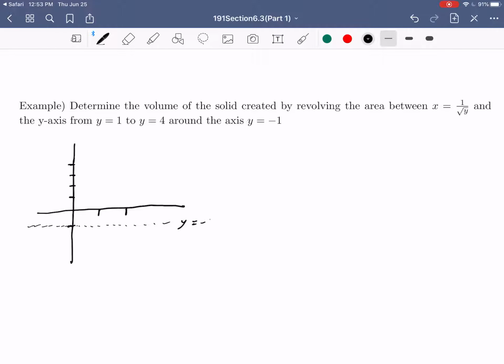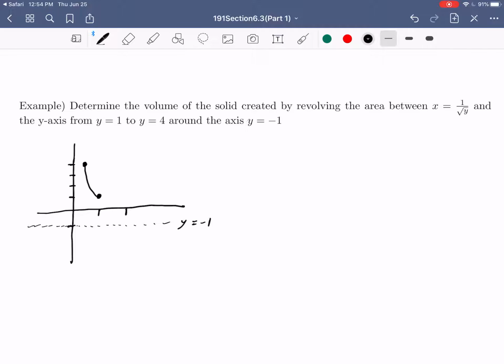There's y equals -1, so we can label in our axis of revolution real quick. That's y equals -1. X equals 1 over root y maybe is not a standard function that we're used to, so let's just plug in some values. At y equals 1, x is 1, so it's right here. And when y is 4, you're going to get 1 over square root of 4, which is 1/2. So it's back over here, and our curve is going to look something like that.